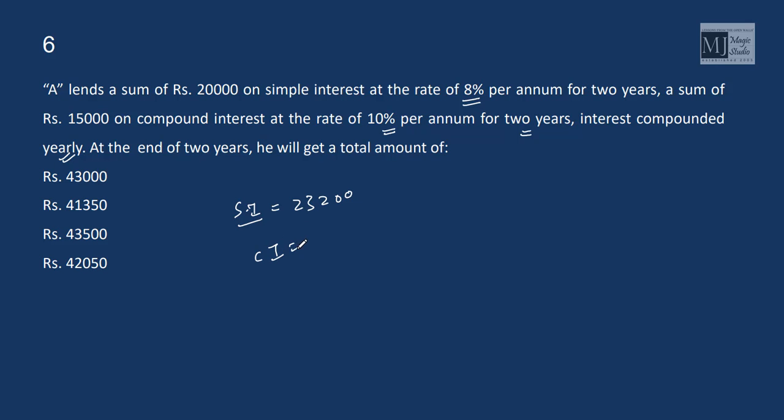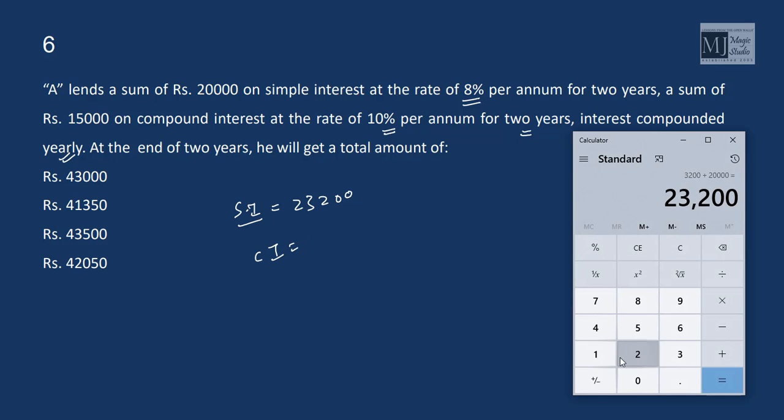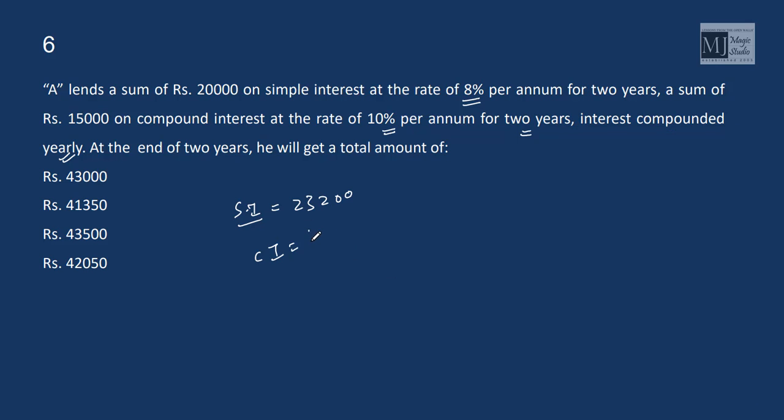On the compound interest part, he would get 15,000 into 1.1 for 1 year into 1.1 for the next year, 18,150. So that is 41,350.